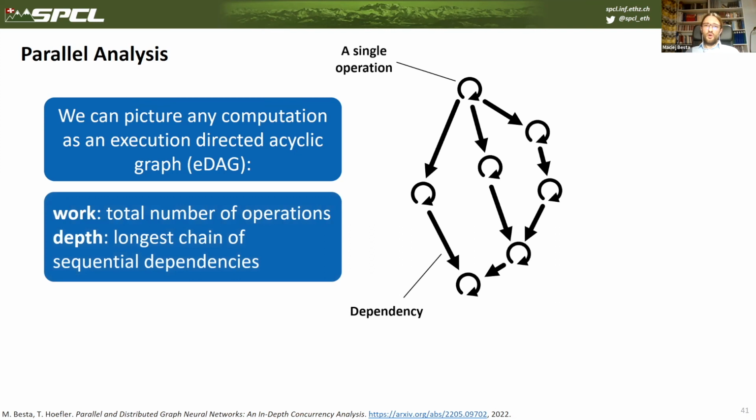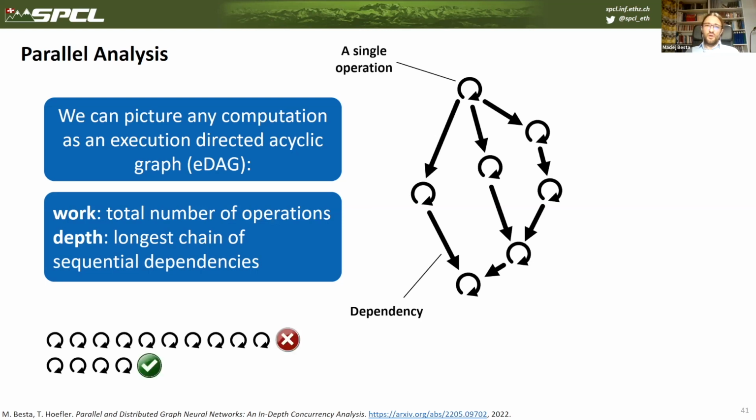Now there can be two properties of such an EDAG. One property is called work, which counts the total number of such operations that we have in this EDAG, and the second one is called depth, which indicates the longest chain of sequential dependencies in a given EDAG. When designing a parallel algorithm, the goal would be to minimize the work. On the left side, we can see some example amount of work, which is quite high, and we would like to minimize this amount of work, namely the total number of operations in a given EDAG. And the same for depth: we would like to also minimize depth to minimize our sequential bottlenecks in a given execution.